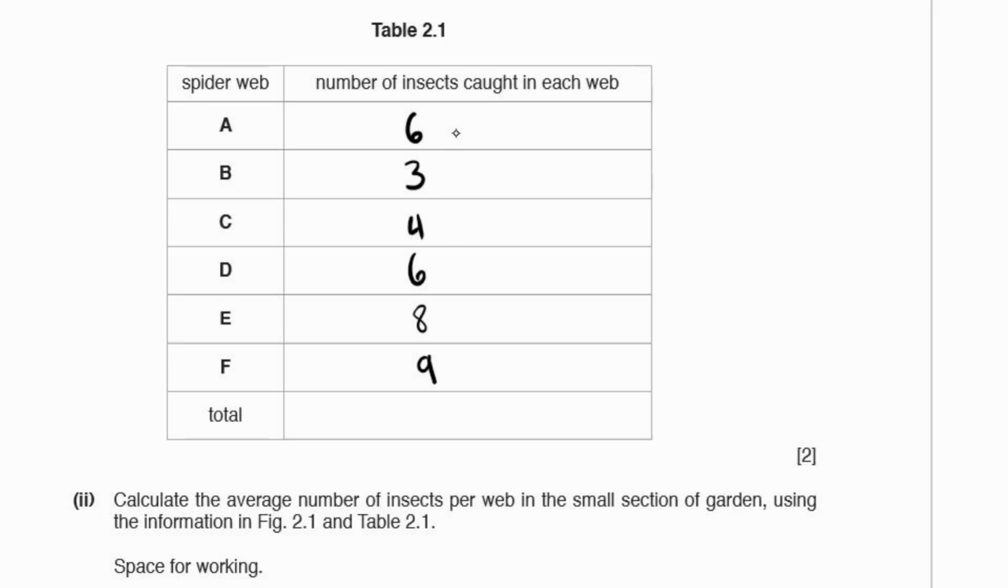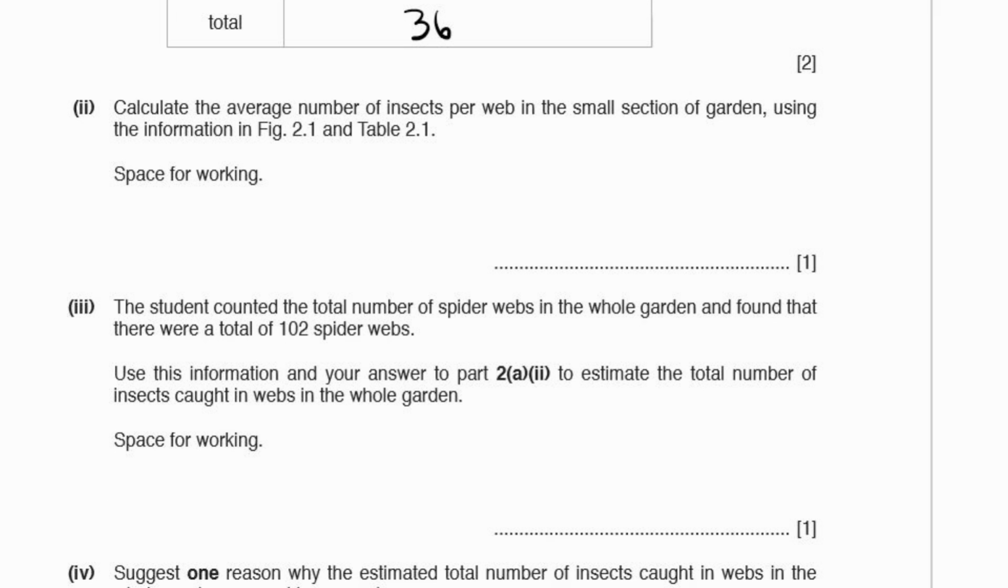Okay, so A was 6, B was 3, C was 4, D was 6, E was 8, F was 9, and the total, if you add them all up together, it is 36. All right, good. That should be nice and simple. Those sorts of marks are the ones you want on exams. Nice and easy. 2. Calculate the average number of insects per web in the small section of garden using the information in figure 2.1 and table 2.1.